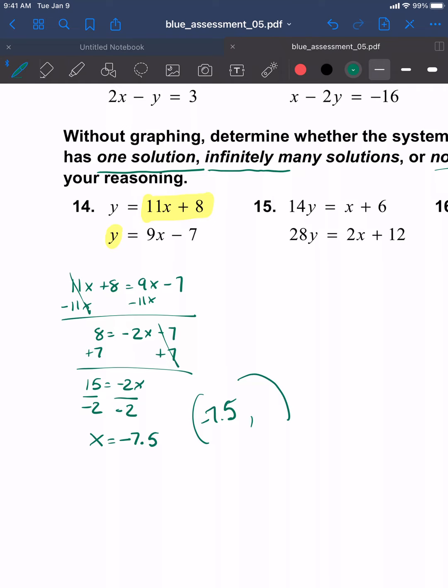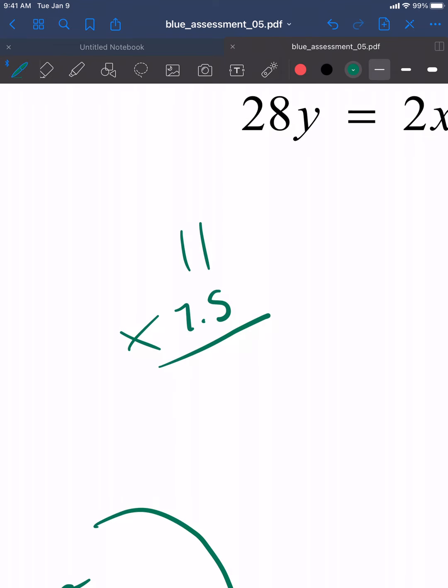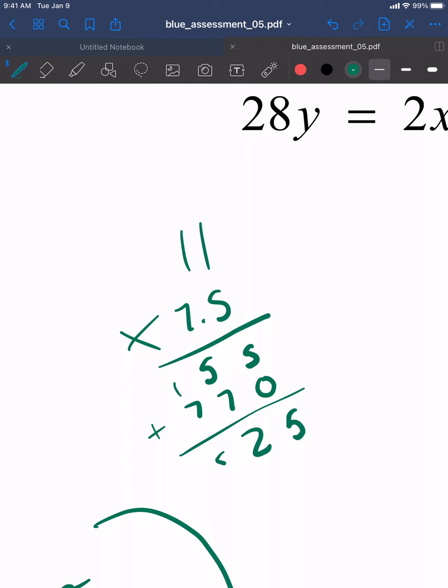How do I go find my y? Plug that little sucker in. I'm going to plug that in for x. What is 11 times 7.5? Here, we can do it real fast. 5 times 1 is 5. 7 times 1 is 7. Add them all up. 82.5.